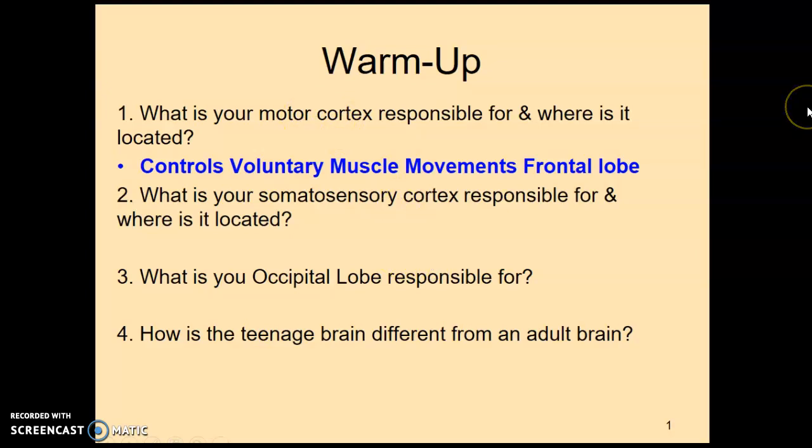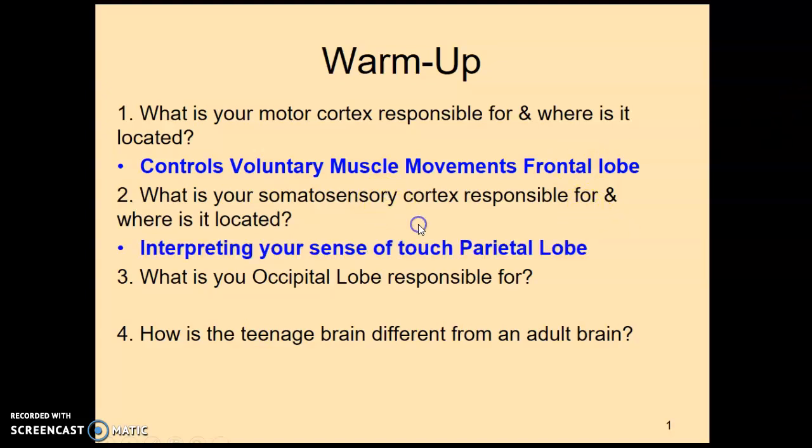Next one, what is this? Somatosensory cortex. And what is it responsible for? Where is it located? Interpreting the senses of touch throughout the body, and that is going to be the parietal lobe. Occipital lobe, pretty simple. This will be processing and interpreting our vision, so it's going to change the light waves into images.